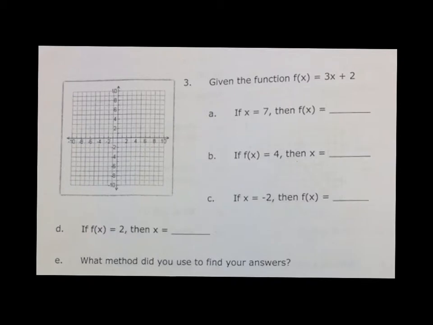So this looks a little different. I'm given the function f of x equals 3x plus 2. The first thing I need to do is see what this looks like. So I'm going to plot this graph. It has a beginning point at 2. The slope is 3 over 1. And this would be my function.